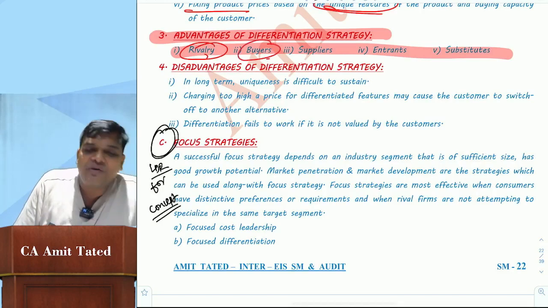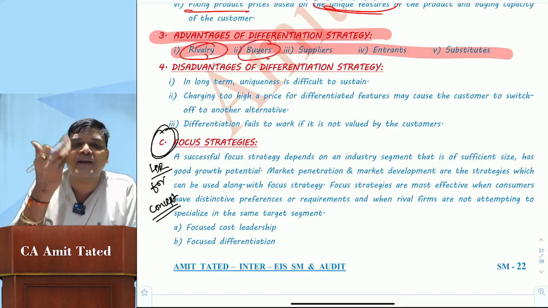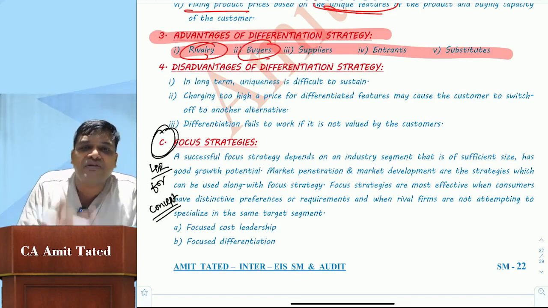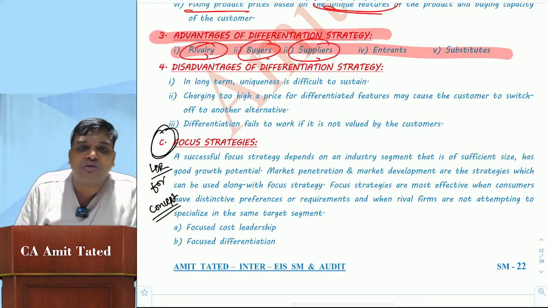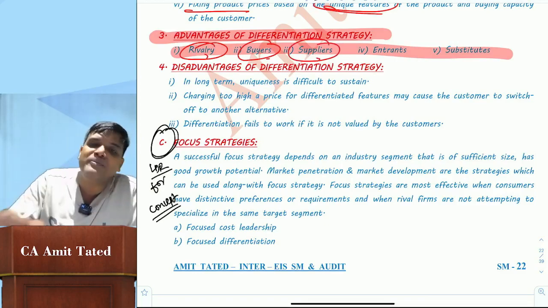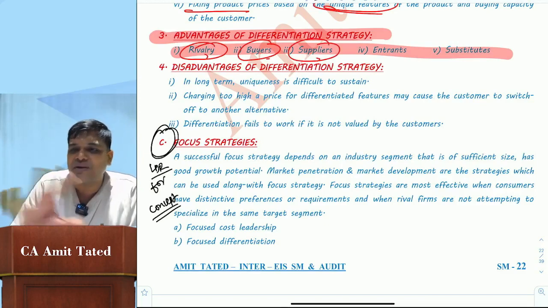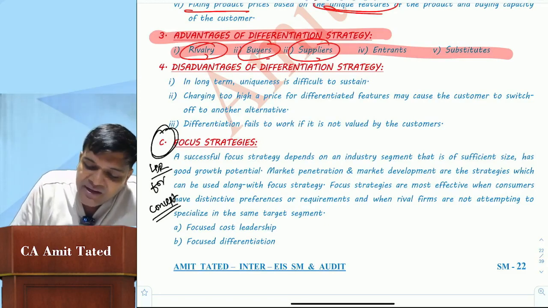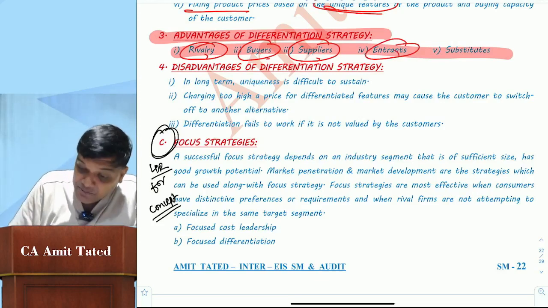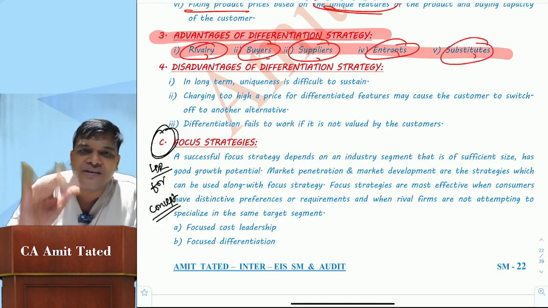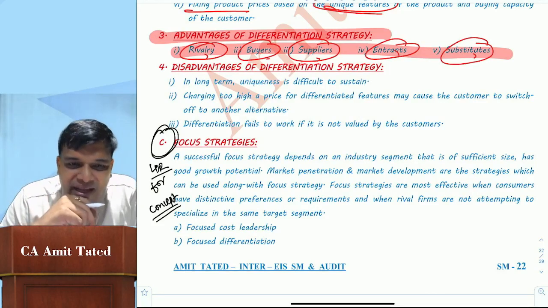Buyer, why will he bargain? I will pay extraordinary money. If I am spending 1.5 crore on a car, I will not think about 1 lakh more. So the buyer will not bargain. Supplier, even if the supplier bargains, the amount will be absorbed by the buyer. The amount is very high, so don't worry supplier, you will get a good amount. New entry is very difficult because you are giving something different. Substitutes: if the public requires a Jaguar, nobody will go for a substitute, Malik.